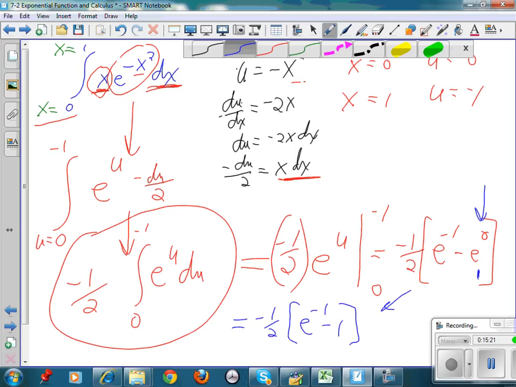Or you could rewrite that. Notice this in here, that's a negative number. e to the minus 1 is less than 1. Again, it's nice to have this curve in your head. This is e to the u. That's 1. We put in a 0, you get 1. You put in a minus 1, it's less than that. So you could also rewrite this as 1/2 times 1 minus e to the minus 1.